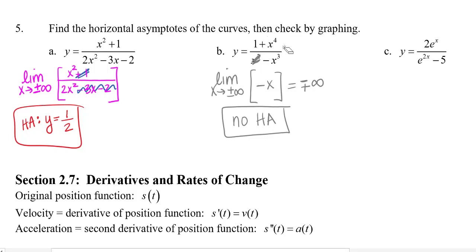Some of you may have memorized this as well from previous courses, where if you look at your highest power term, if the exponents are the same, it's just the ratio of those coefficients. So that was where the 1/2 came from. If the power in the numerator is greater than the power in the denominator, like it is for b, you have none because it continues to grow. And then if your power in the denominator was greater, you had a horizontal asymptote at 0, which is what we're going to see in part C.